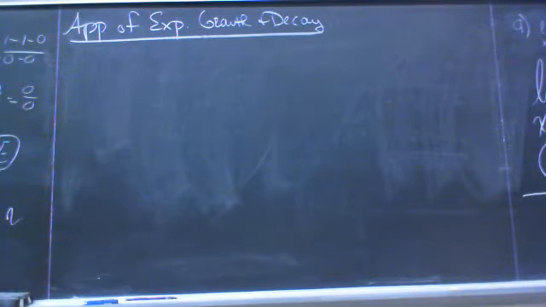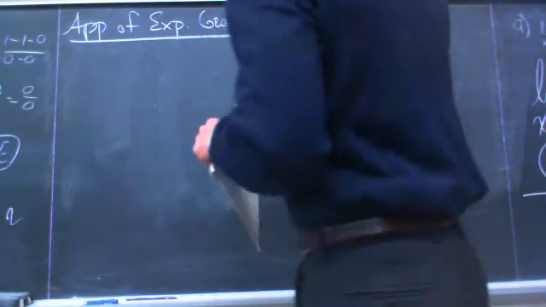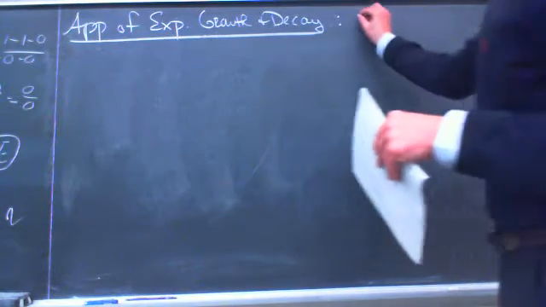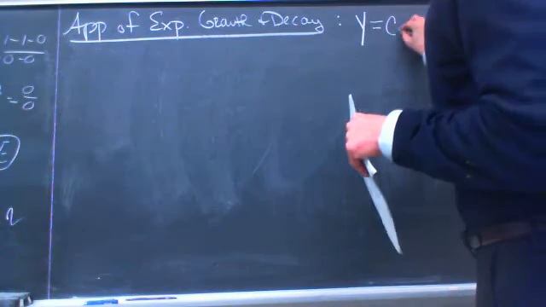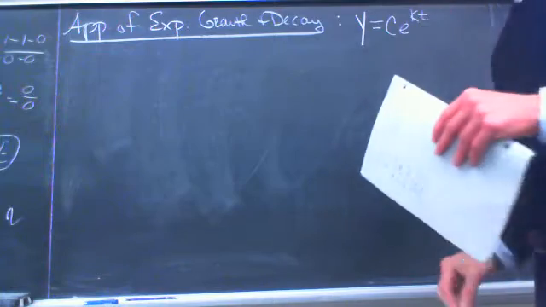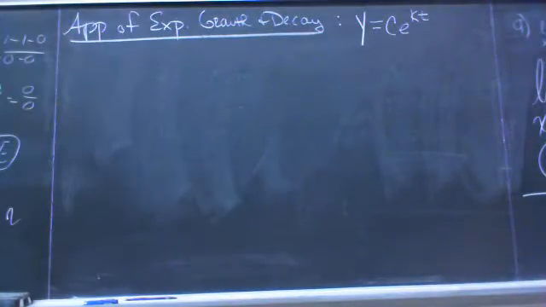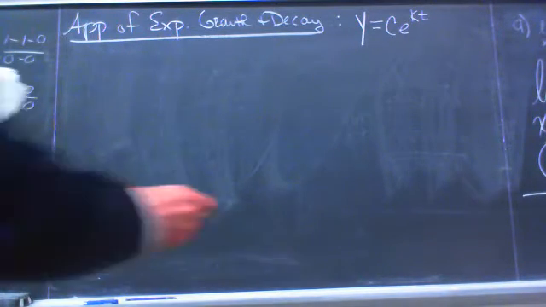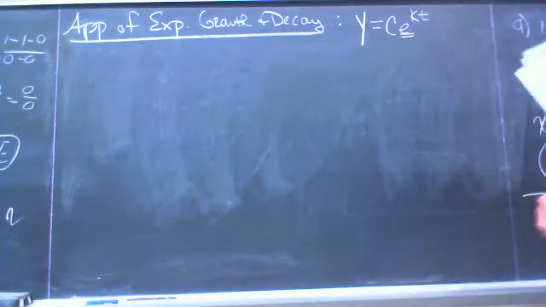And the generic function that we're going to use, or that these examples will be modeled after, is called y equals C e to the kT. Say that, please. Y equals C e to the kT. So here's the given assumption. I'm telling you that these problems you're about to do are modeled by this exponential function.